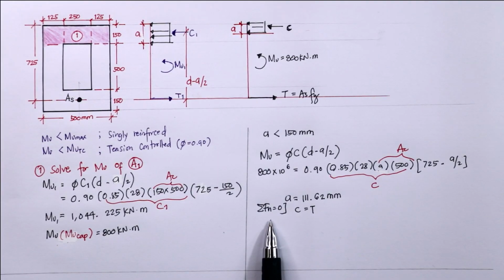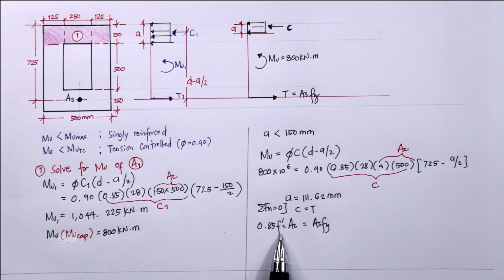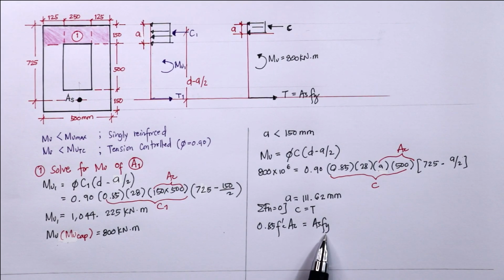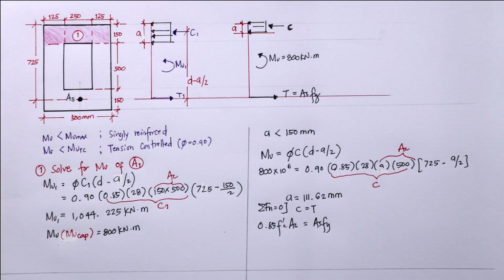Applying summation forces horizontal, C is equal to T. C is equal to 0.85 F prime C AC. Take note, when you are working with non-rectangular beams, mas maganda na ang gamitin yung notation is AC. Kasi hindi naman palaging square or rectangle yung magiging area natin kapag hinati-hati natin yung composite section natin. Is equal to T, AS, FY dahil nag-yield na yung section natin because siya ay tension controlled. Actually, kahit naman pumasok sa transition region, FY pa rin yung gagamitin natin dahil nag-exceed na yung value ng FS natin sa value ng FY.